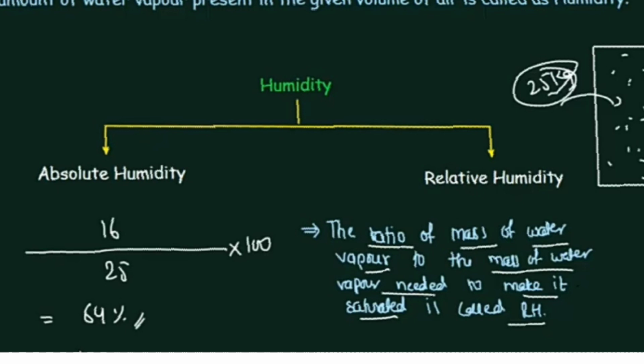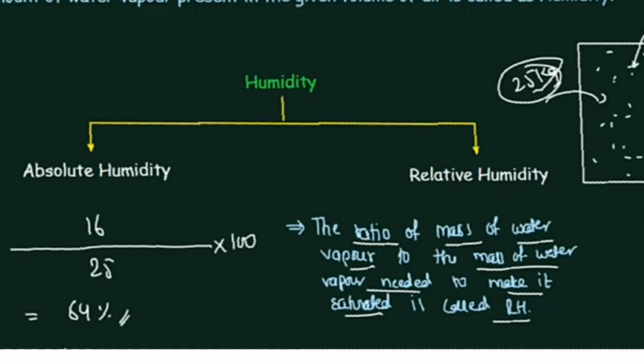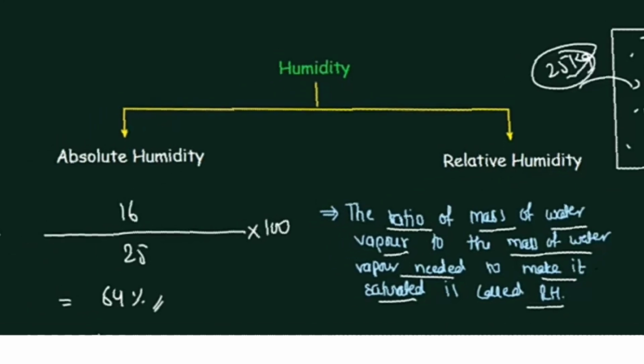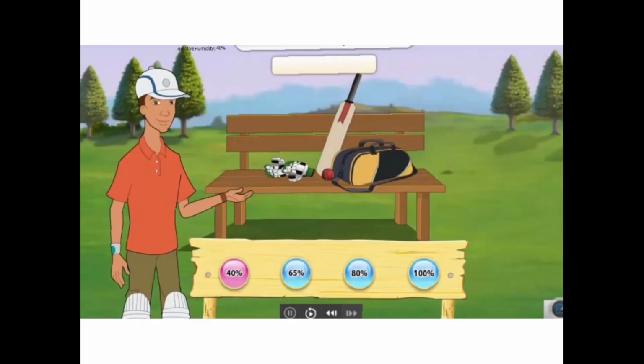The ratio of mass of water vapor to the mass of water vapor needed to make it saturated, right? And multiply by 100, because you have to find out the percentage. So when you do it, 25 fours are 100, 16 fours are 64. So 64%, that is its relative humidity. Clear? So this is how we calculate the relative humidity.